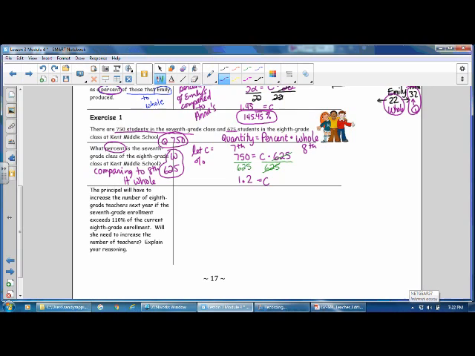Remember that this is a decimal representation and we are supposed to write a percent. To change a decimal to a percent, multiply by 100 or move your decimal 2 places to the right. So the answer is 120%. So what this means is that the 7th grade is 120% of the 8th grade. If it was the same, it would be 100%. If it was smaller, it would be less than 100%. Since there are more students, it is more than 100%.